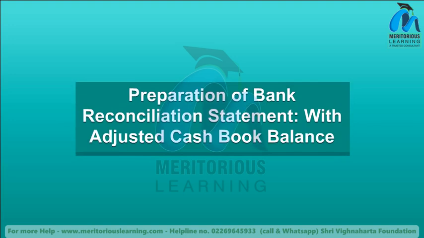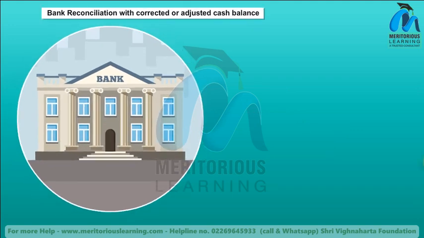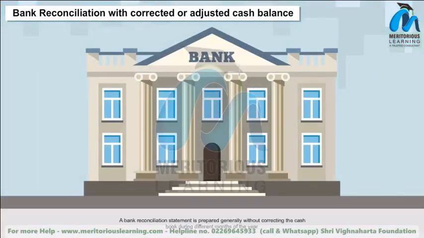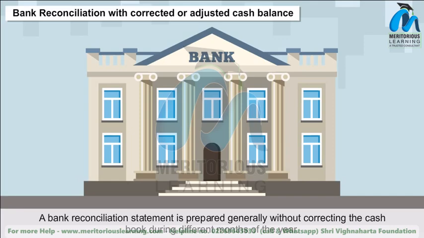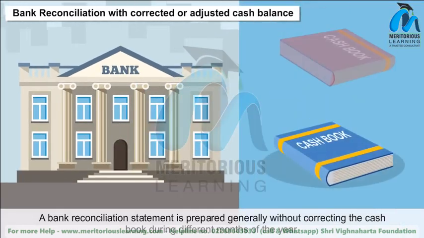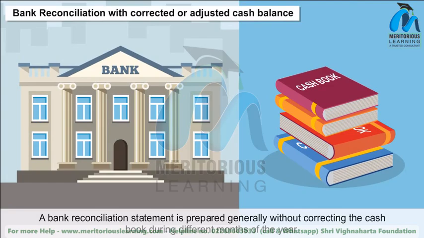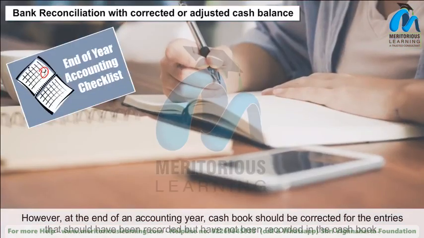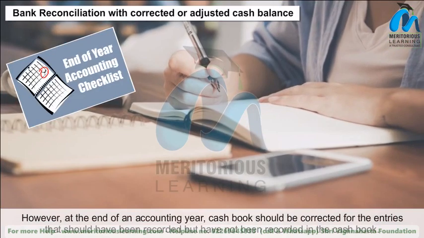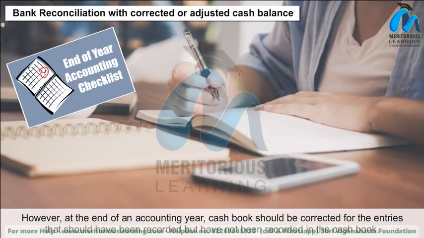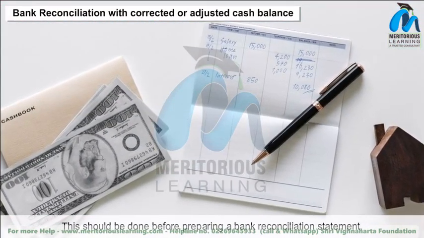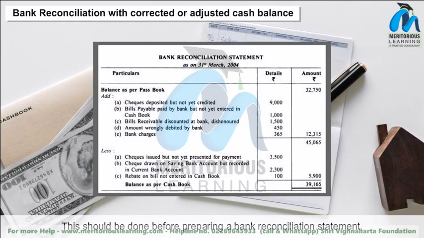Preparation of bank reconciliation statement with adjusted cash book balance. Bank reconciliation with corrected or adjusted cash balance. A bank reconciliation statement is prepared generally without correcting the cash book during different months of the year. However, at the end of an accounting year, the cash book should be corrected for the entries that should have been recorded but have not been recorded in the cash book. This should be done before preparing a bank reconciliation statement.